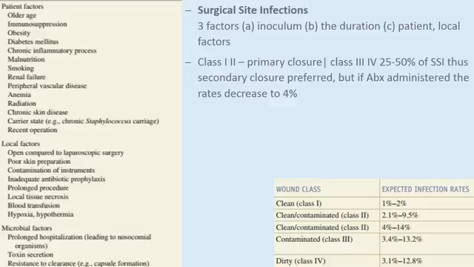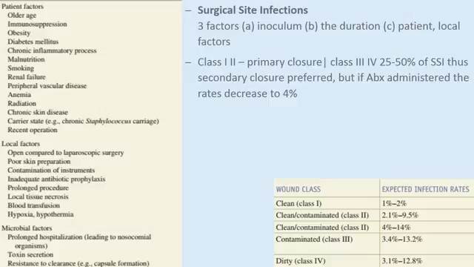So in class 3 and class 4, the infection rates can be anywhere from 3 to 15%. And if you close the skin primarily, there is a 25 to 50% chance that one would definitely develop a surgical site infection. But with the use of antibiotics, you can reduce the rate up to 4%.